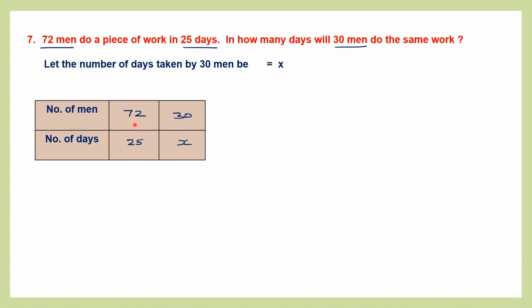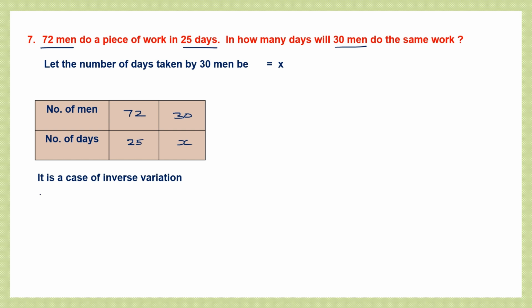Now here, let's look at the number of men. From 72, the number of men has reduced, so this has decreased. Now if 72 men work together, they're able to finish the work in 25 days. But if only 30 men are there, they're going to take more time, isn't it? So when the number of men is decreasing, the number of days is increasing. So this is a case of inverse variation.